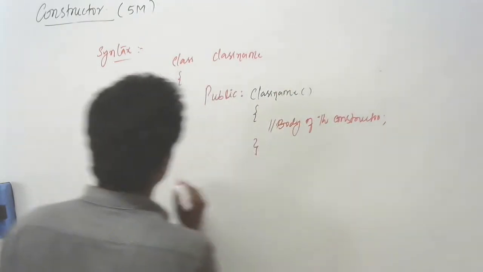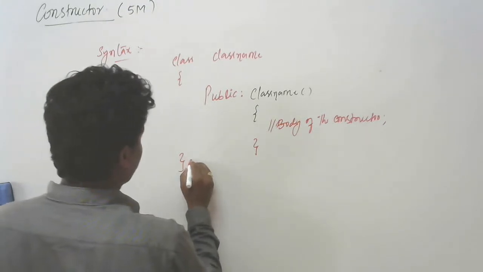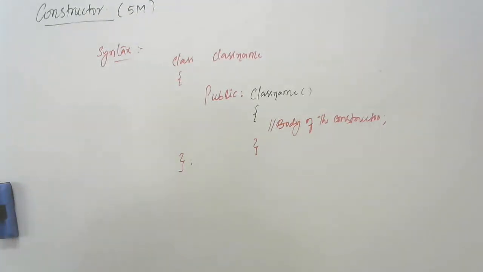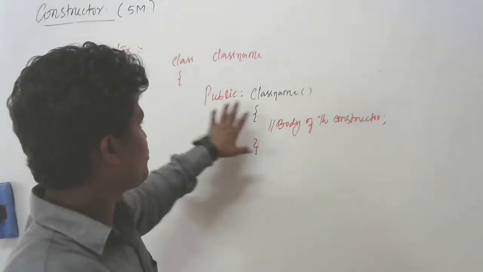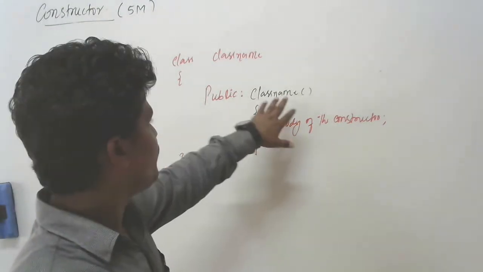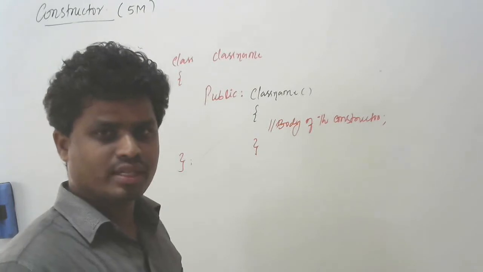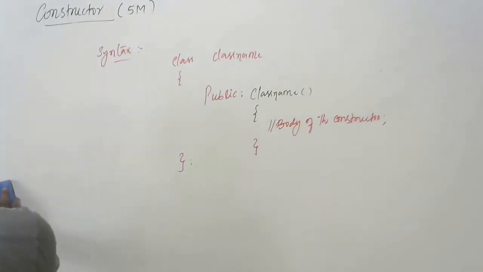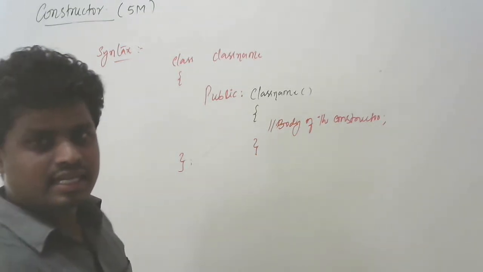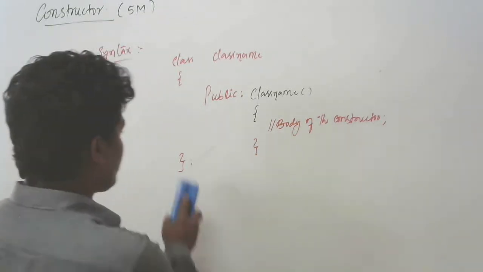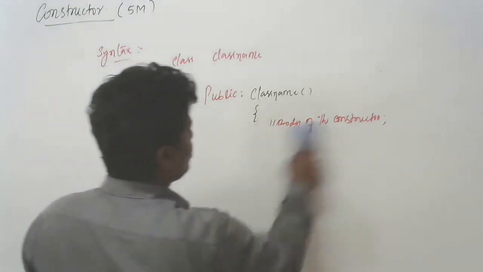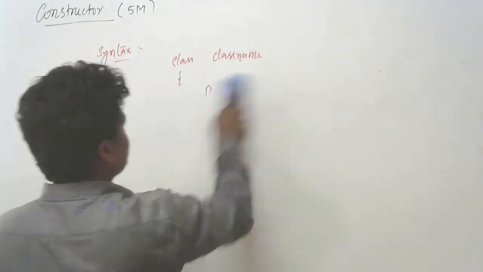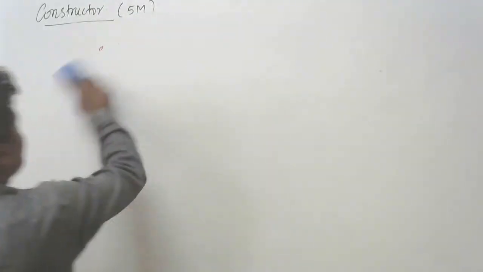Semicolon, close the class. So this is the constructor syntax. First, it's supposed to be declared inside the public, and the function name and the class name are supposed to be the same. Right, I have defined. Okay. Now, those characteristics, how we are going to implement in the program, we'll see one small program.